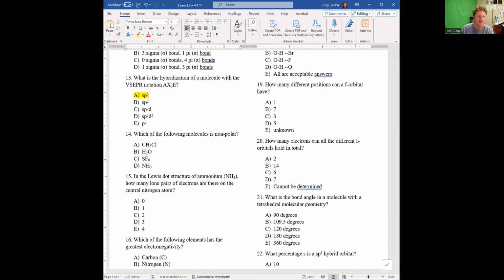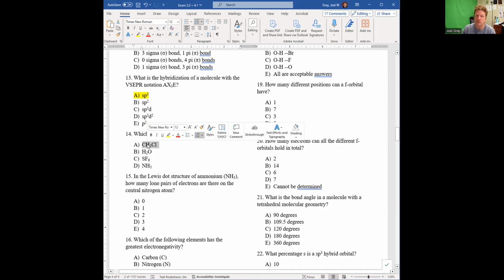Number 14 reads, which of the following molecules is nonpolar? So what we're looking for here is one atom that has the exact same thing around it and no lone pairs of electrons.